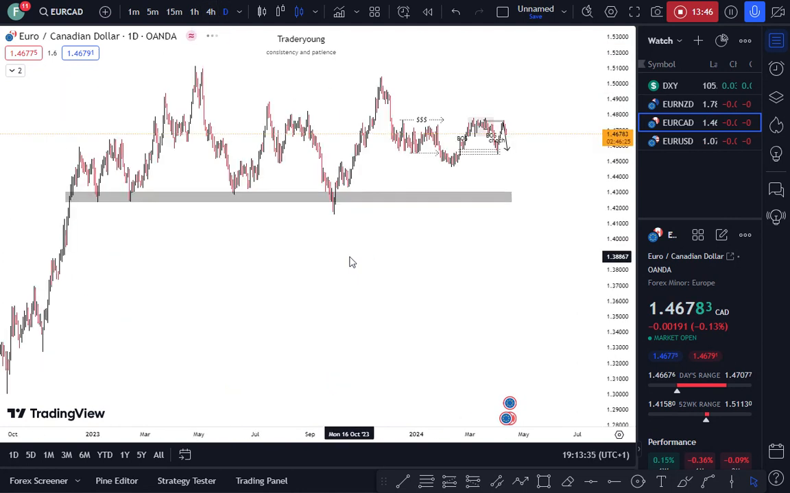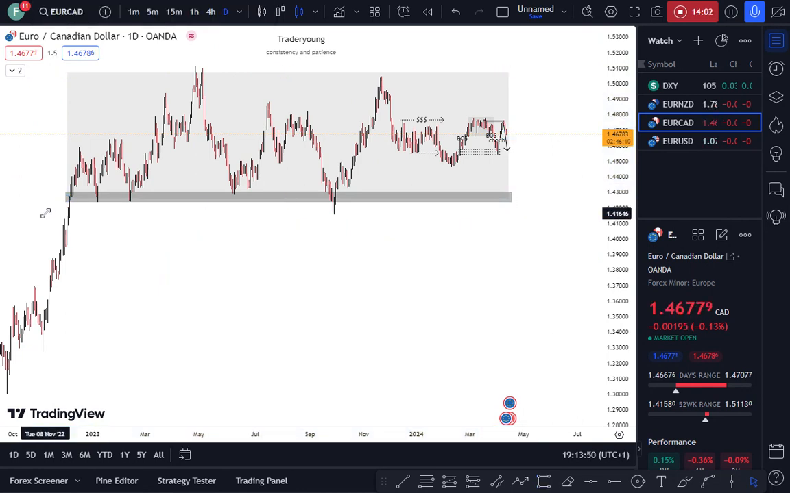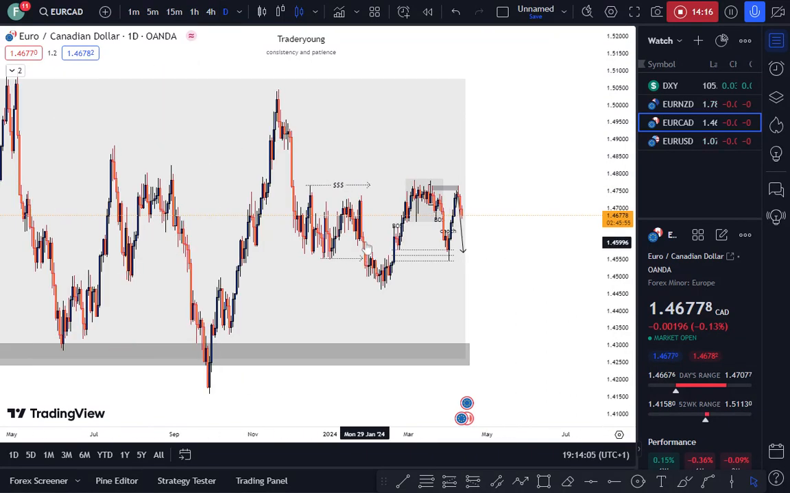Let me just see. Euro CAD has been ranging in this whole point for days, weeks, and approximately years since 2022. Price hasn't left this high, neither has it left this low. So for years we have just been ranging since 2022. So what do we want to see? We still keep following the range.